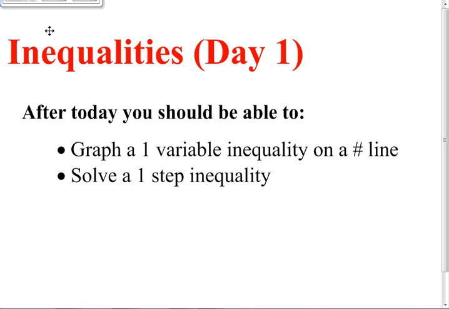Inequalities. We did this last year. We did this yesterday. We're going to solve inequalities, but I'm going to teach it in a way that you don't memorize. You think. We're going to solve one-step inequalities.